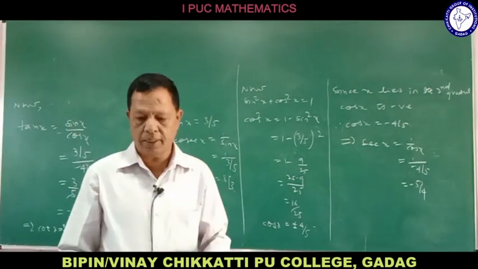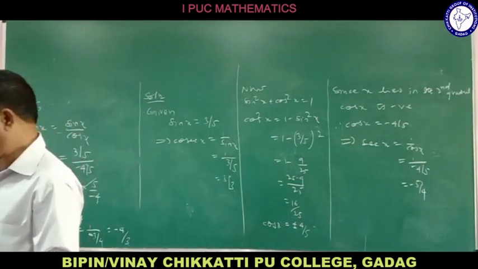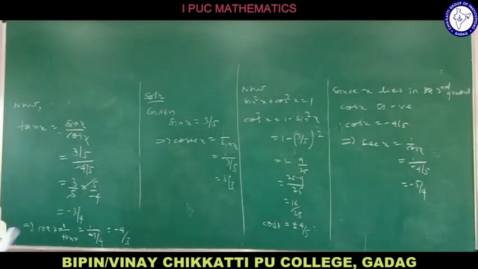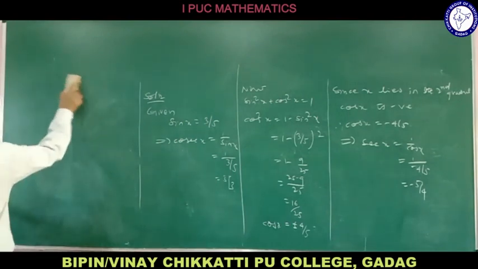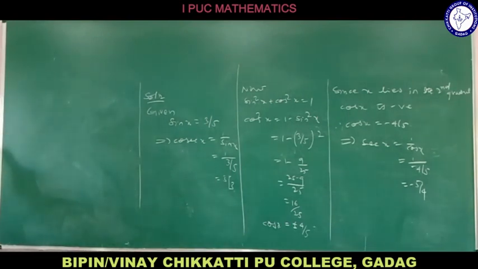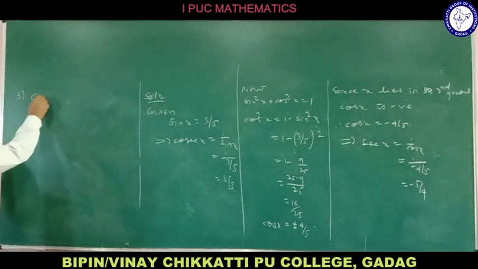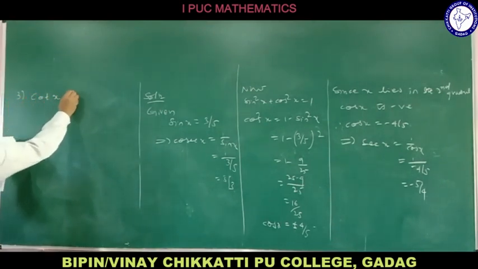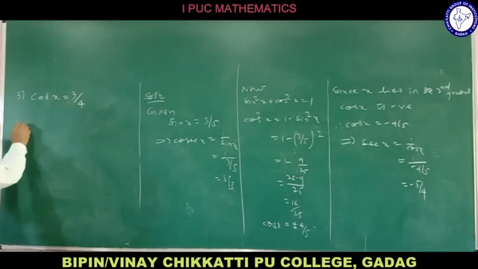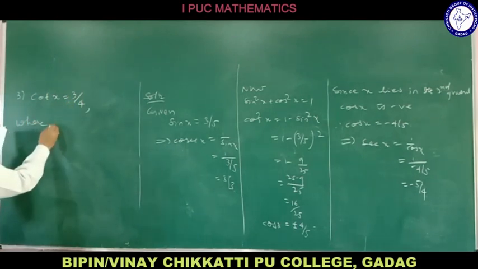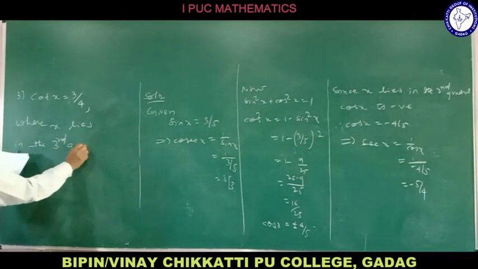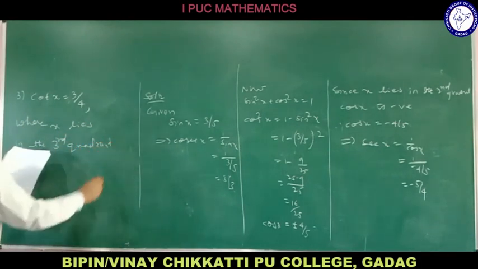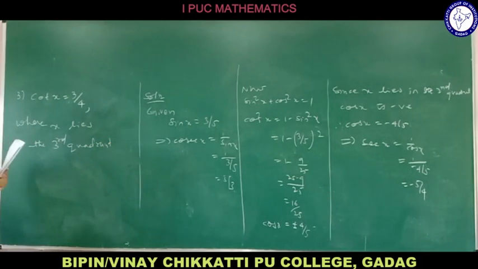Now you see that if another function is given, I write it here, and how to find out the remaining 5 functions. See this number 3, cot x is equal to 3 by 4, where x lies in the third quadrant. See, this is how to find out. Cot x is equal to 3 by 4.